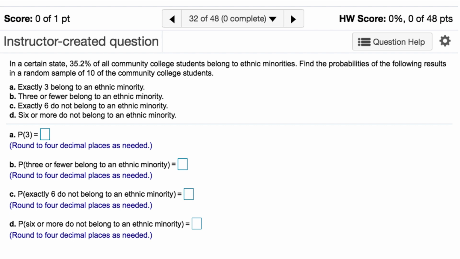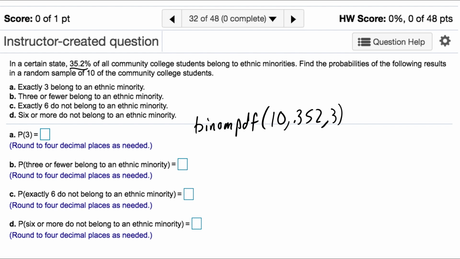Exactly is when we use the binom PDF function. We're looking at 10, and we're looking for the probability that exactly 3 do belong. The probability that they belong is 35.2, or 0.352, and we want exactly 3. I'll let you calculate that out. I know you can plug that into your calculator, so we'll skip that step.